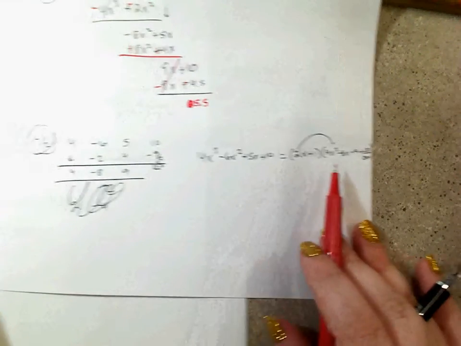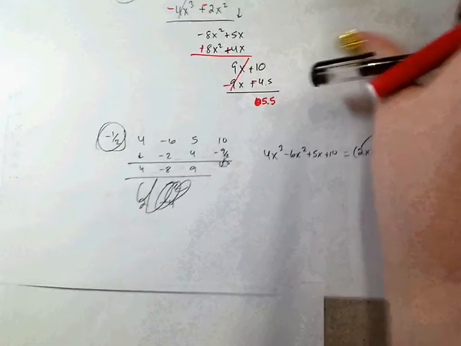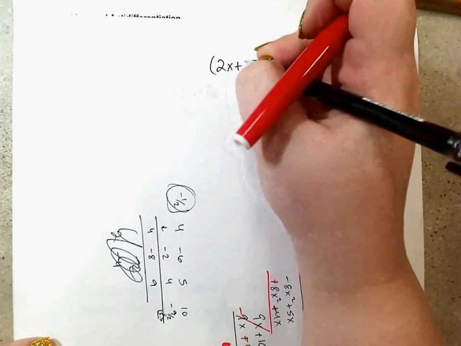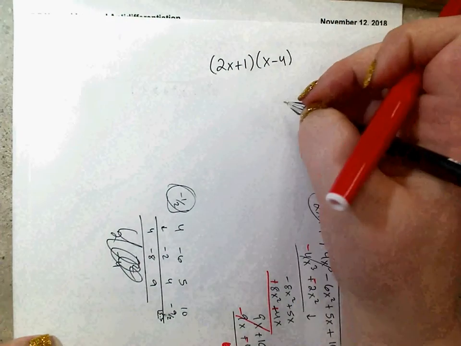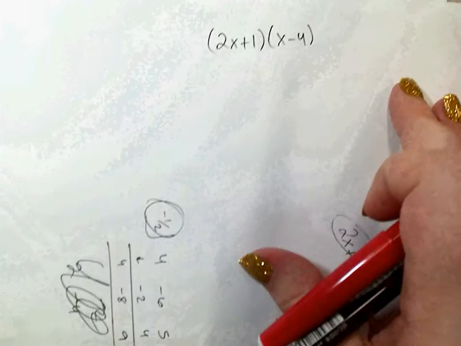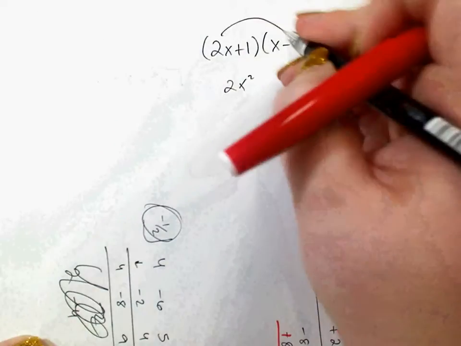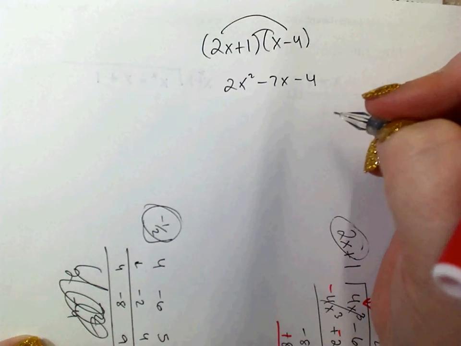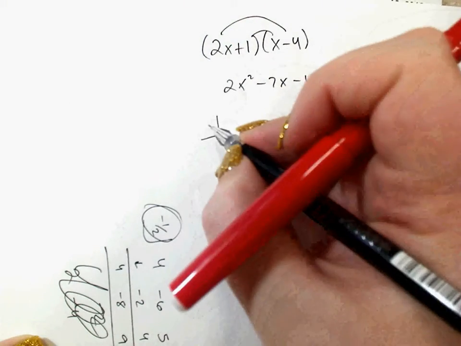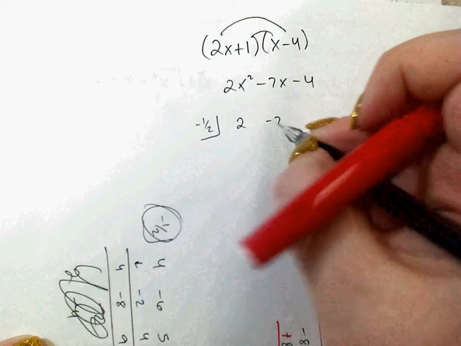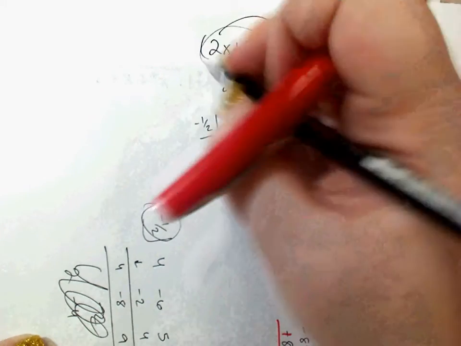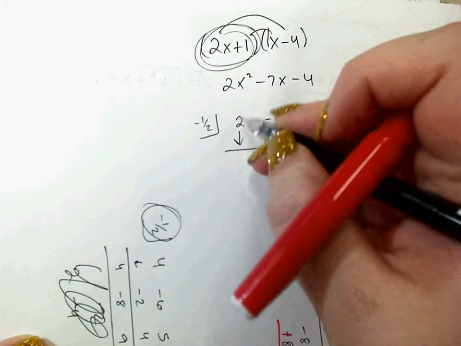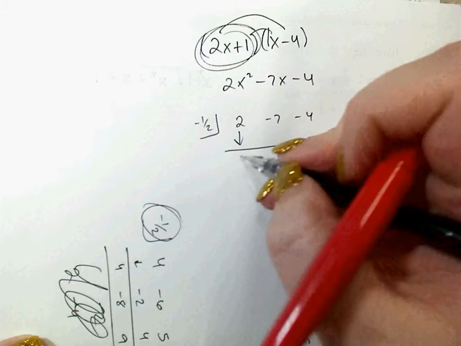Okay, how about this? Multiply it out. What do you get, guys? 2x squared minus 7x minus 4. So if I do synthetic division with negative 1/2, 2, negative 7, negative 4, I should be dividing out this term, which means my leading coefficient, my answer, should be 1. But this will never go away. Synthetic division just drops it. 2, negative 1, negative 8, positive 4, 0, right?